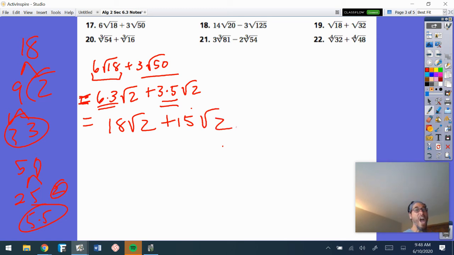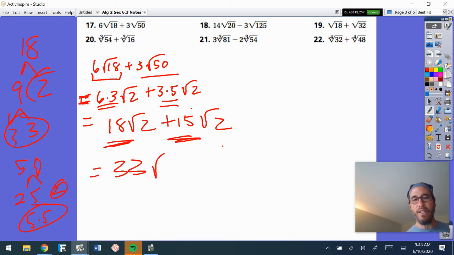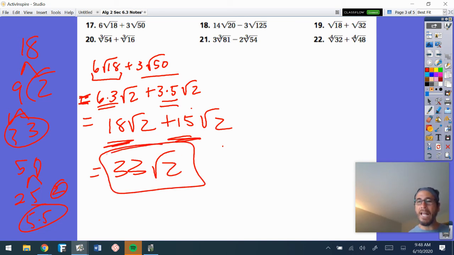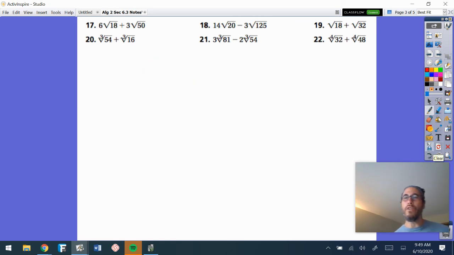Oh, no way, Jose. Now, not only is the same number in the ditch, the same number is underneath. So now I can bring that 18 and that 15 together and get 33 square root 2. Okay, so sometimes these problems can look like you can't do them, but you actually can. All right, let's go ahead and look at another one. We're not going to do all these bad boys, so let's go ahead and we'll do 21 and 22, okay, because I don't think they get any tougher than those two.